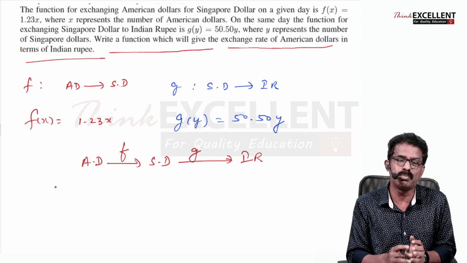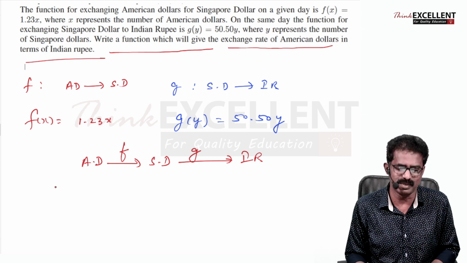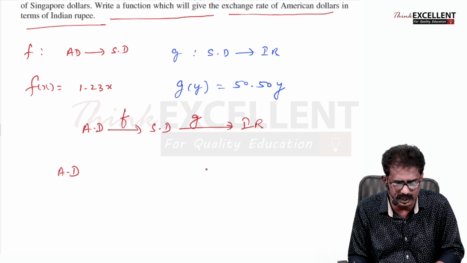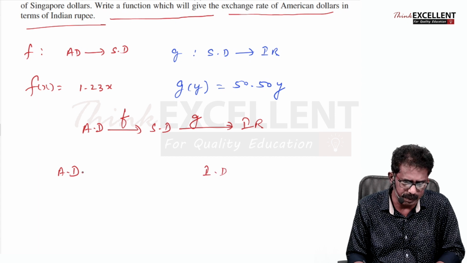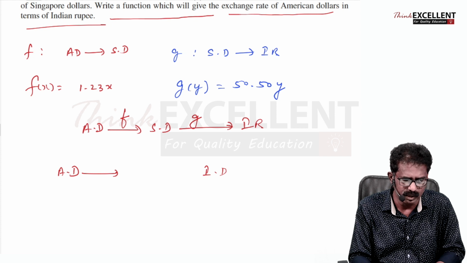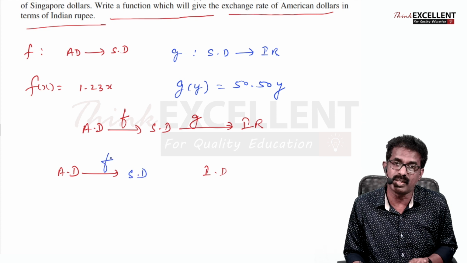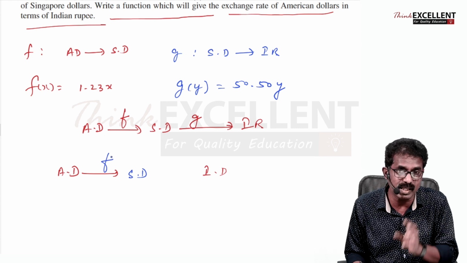Whether you have to take F composition G or G composition F, listen very carefully. American dollar is given. We have to convert it into what? Indian rupee. So what do you do first? American dollar, you convert it into what? Singapore dollar. So for that, which function do you use? F you have to use first.